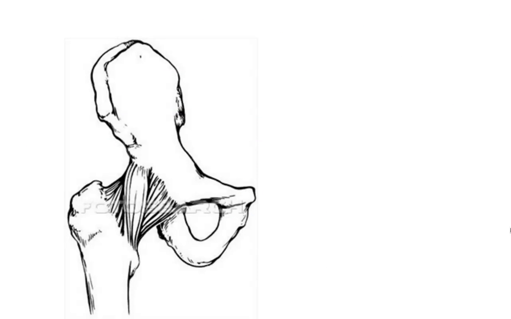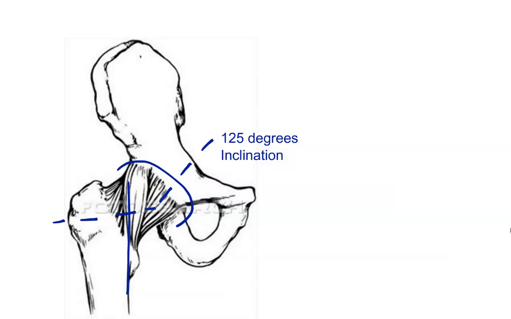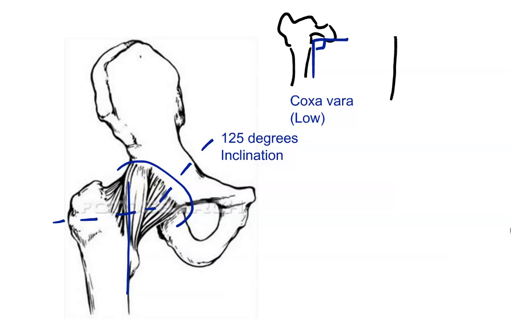The normal angle of the hip joint is said to be 125 degrees, and this is inclination. So the neck is angled 125 degrees upward from the shaft. The angle is slightly smaller in females to allow wider hips, and the angle also decreases through life, going from 160 degrees in a newborn to 120 in an elderly patient. An abnormally low angle is called a coxa vara, and a high one a coxa valga.